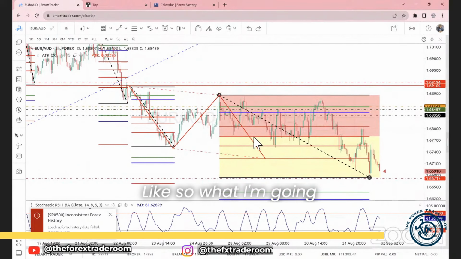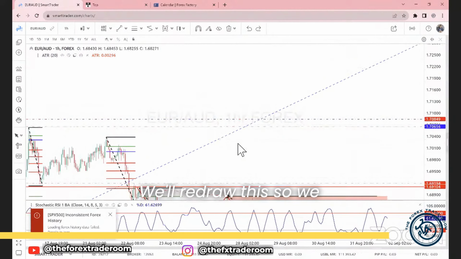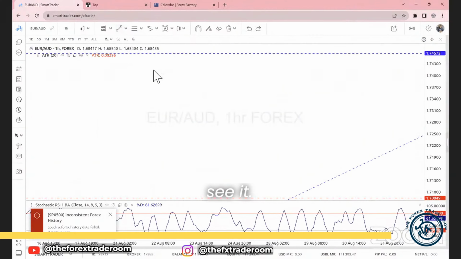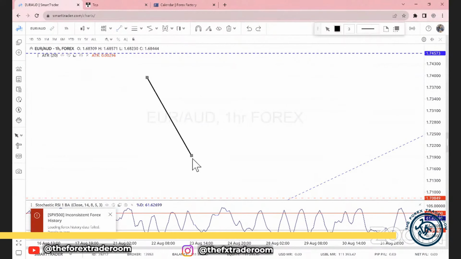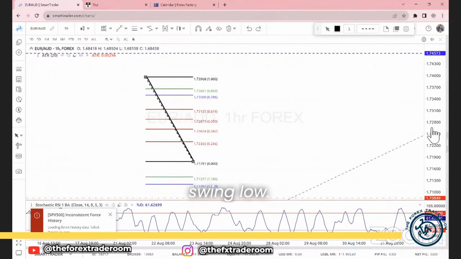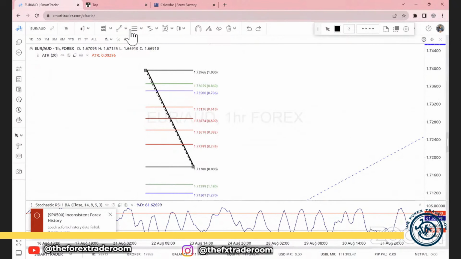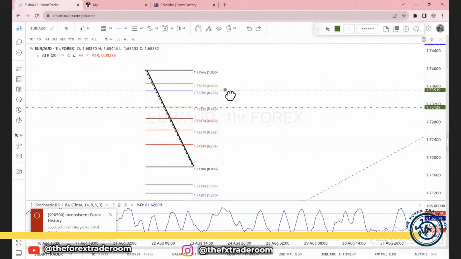Okay. So what I'm gonna do is we'll redraw this. All right, so we see it. We got an AB boundary. Boom. Swing high, swing low. We're moving bearish. Okay. Sweet spots that I like to trade.